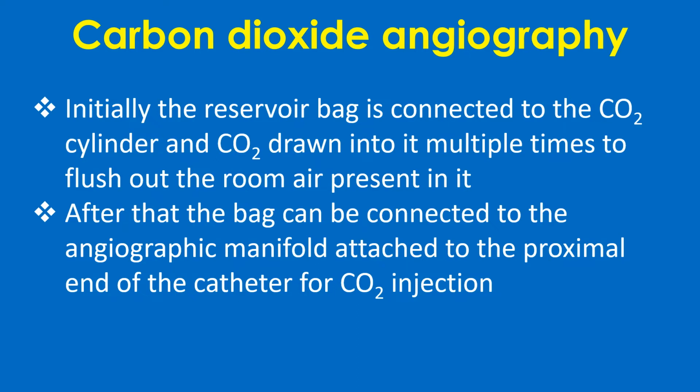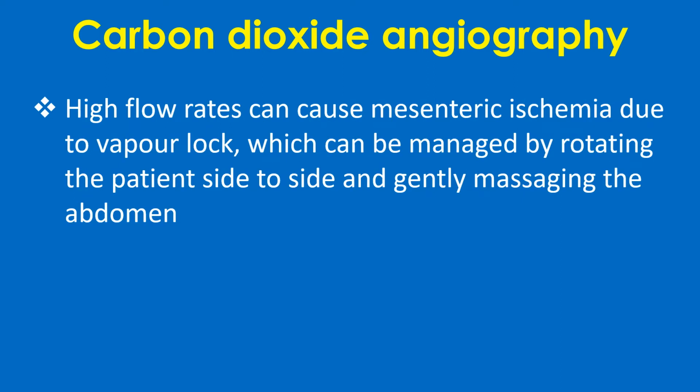After that, the bag can be connected to the angiographic manifold attached to the proximal end of the catheter for CO2 injection. High flow rates can cause mesenteric ischemia due to vapor lock, which can be managed by rotating the patient side to side and gently massaging the abdomen.